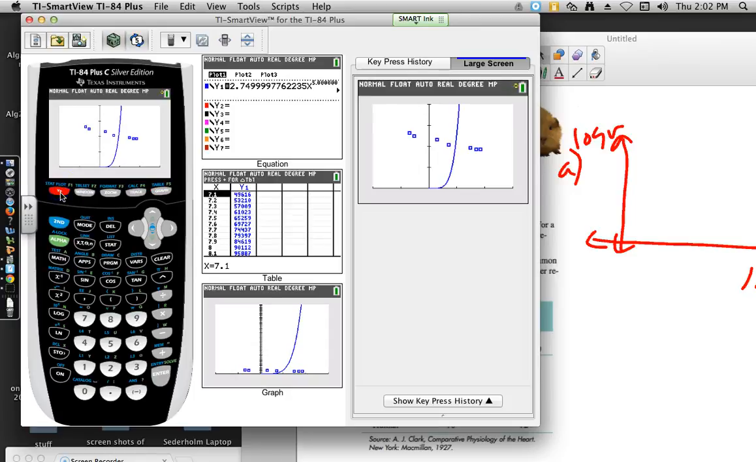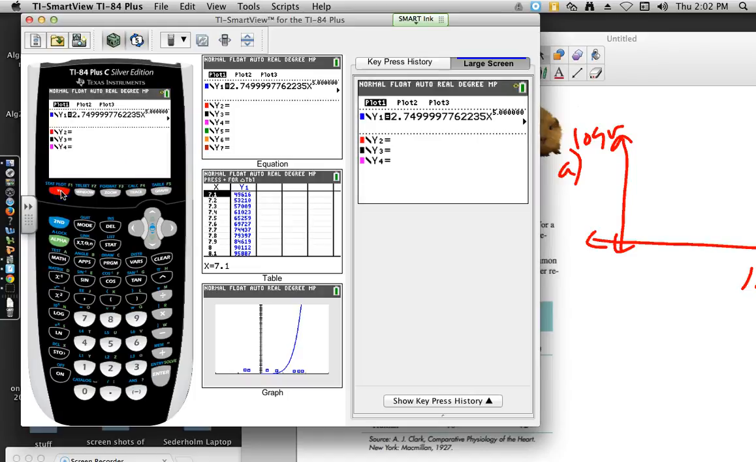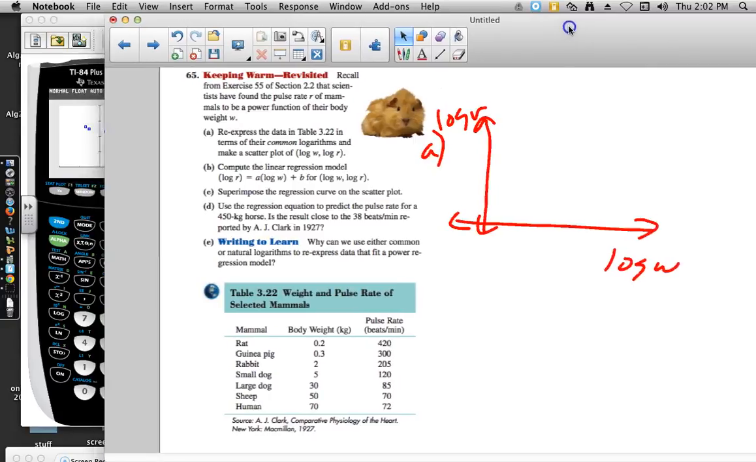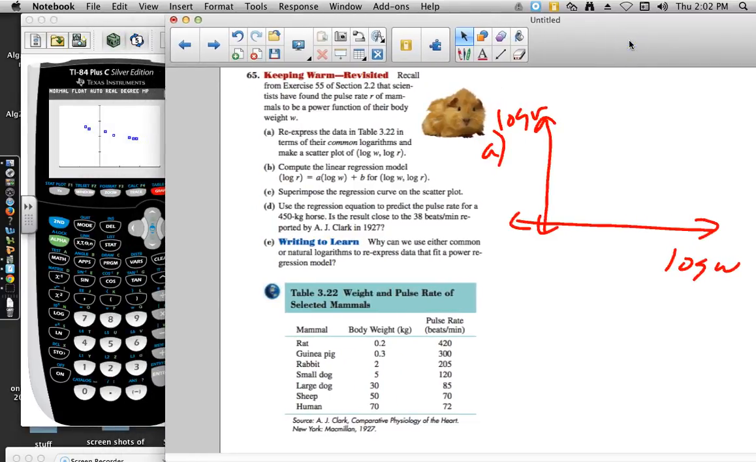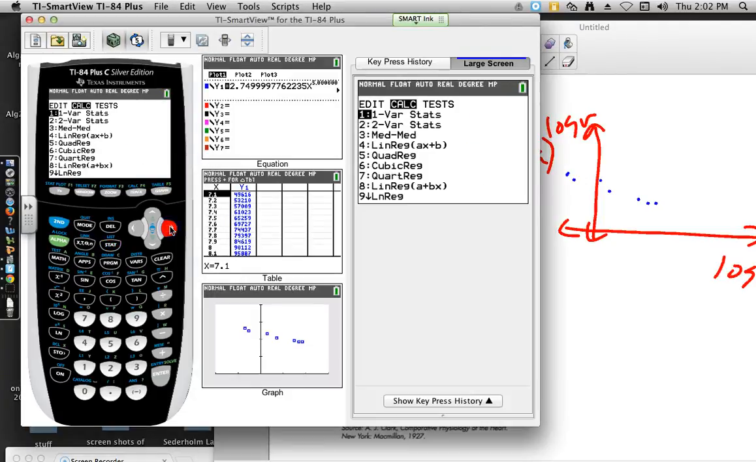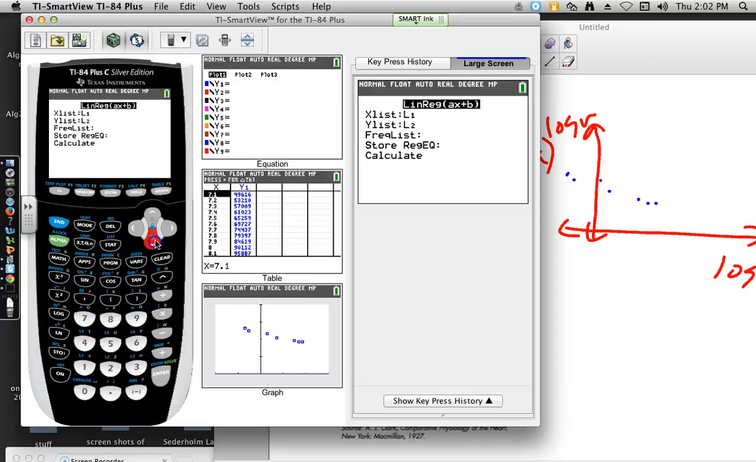And I have that equation from the previous problem stored in here. I'm going to clear that out. And there we are. So you would make a little sketch for me. Something along those lines to show me that you were able to get that scatter plot in there. Then it says compute that linear regression model. All right, so stats, calculate, linear regression, keeping in mind that we used common logarithms this time.